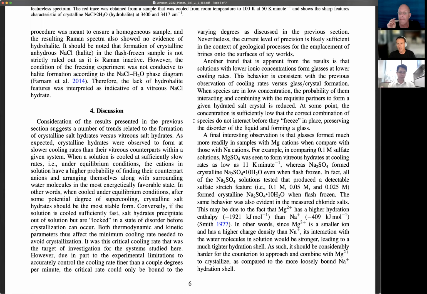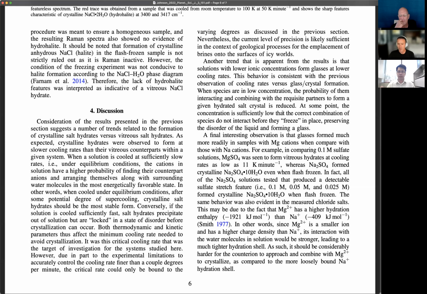Then the next thing we see is that at lower concentrations, as we saw in the data we talked about, you are able to form glasses at slower freezing rates. And maybe the rationale behind that is that when you have fewer of them in the solution, as things are cooling down and they're trying to find their partners and form their crystal, if the partner's harder to find, it's harder to get the crystal to start and to form. Got it. Yeah, makes sense. It seems reasonable.